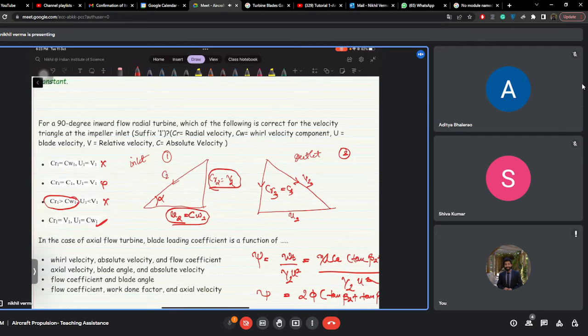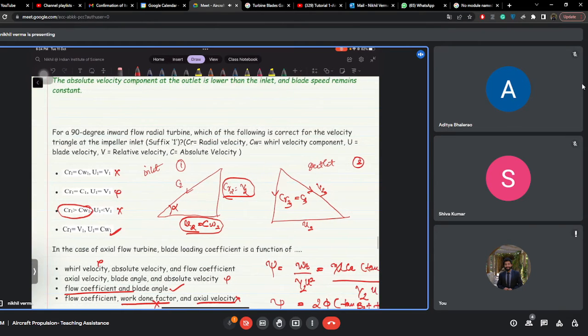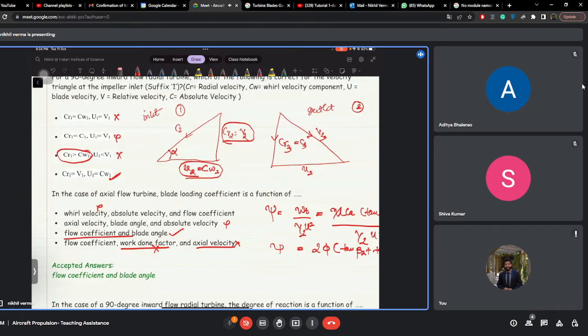So let us answer this question. In case of an axial flow turbine, blade loading coefficient is a function of... whirl velocity component, does it appear anywhere? No, right? Axial velocity, no. So it is only a function of flow coefficient and the blade angles. So this is the correct answer. And work done factor, does it come into this? No, right? So this cannot be the answer, and not the velocities. So the correct answer is C, flow coefficient and the blade angles.